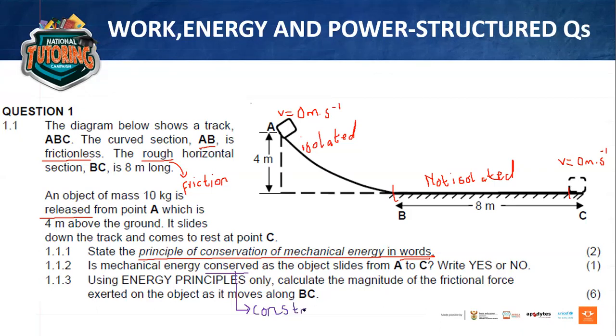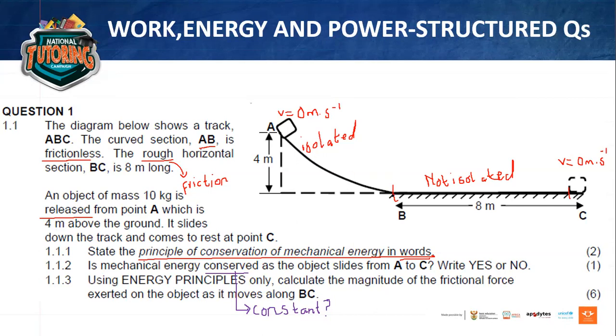They're asking me if mechanical energy remains constant when the object moves from A all the way up to C. Remember, in place of the word conserved, they could have used the word constant. What we know is that from A to B, the system is isolated, and if the system is isolated, then from A to B the mechanical energy is conserved.